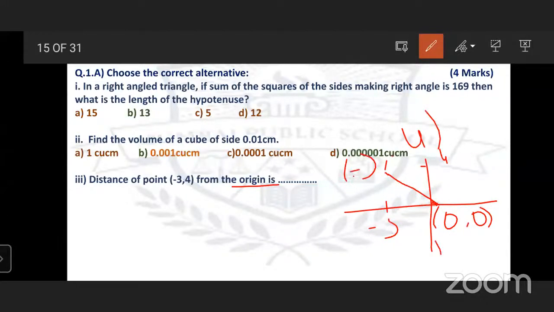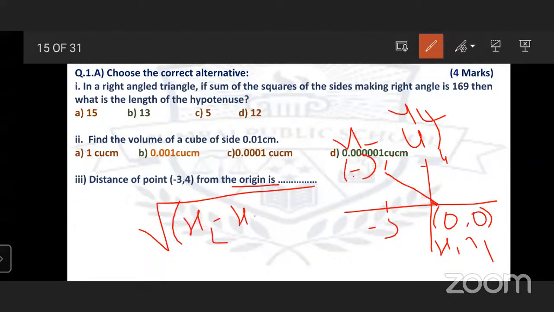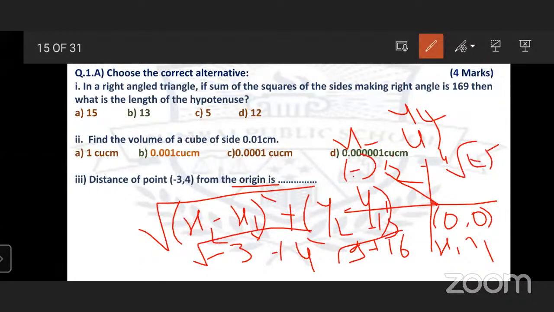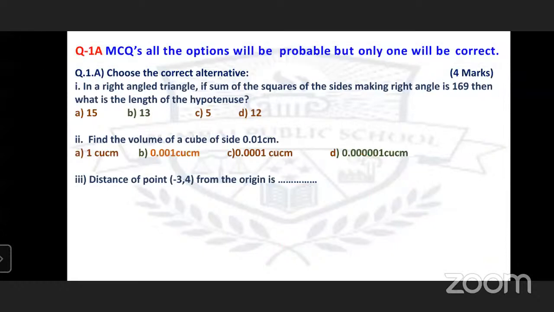Now consider this x1, y1, x2, y2, and then apply the distance formula, that is the square root of (x2 minus x1) square plus (y2 minus y1) square. Substitute all the values. x1 is 0, x2 is -3. So (-3) square plus 4 square. (-3) square is 9, 4 square is 16, under root 25, and the square root of 25 is 5. So 5 is the correct answer. We check the options 7, 1, 5, -5. So C is the correct answer.